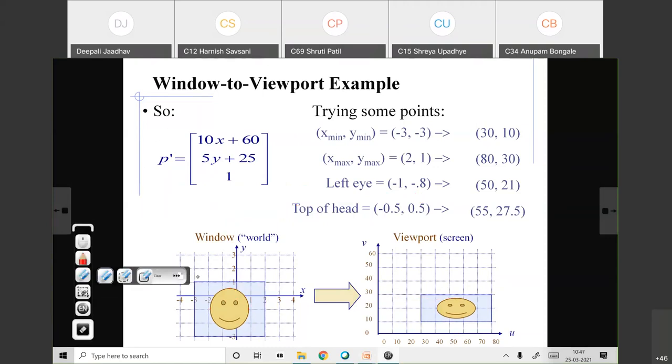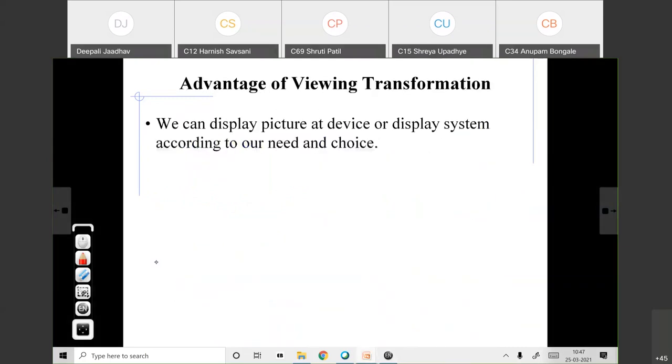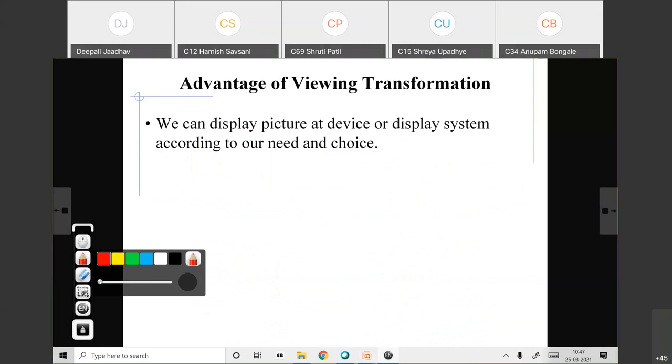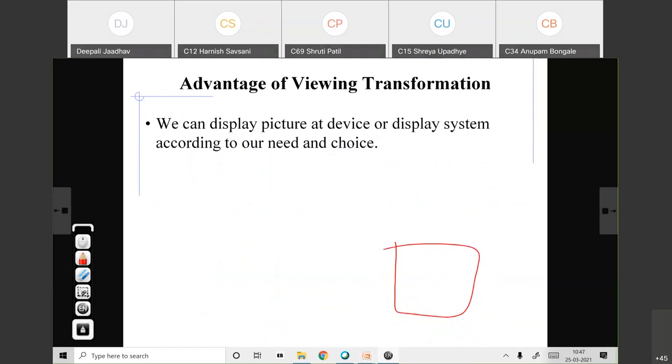And this method or this technology is required everywhere, wherever we use images and videos. So the advantage of viewport viewing transformation is that we can display the picture on the device display system according to our need and choice. Suppose on this entire screen, I want to display the picture only here. In that case, I can use this transformation from window to viewport, or viewing transformation, you can say.